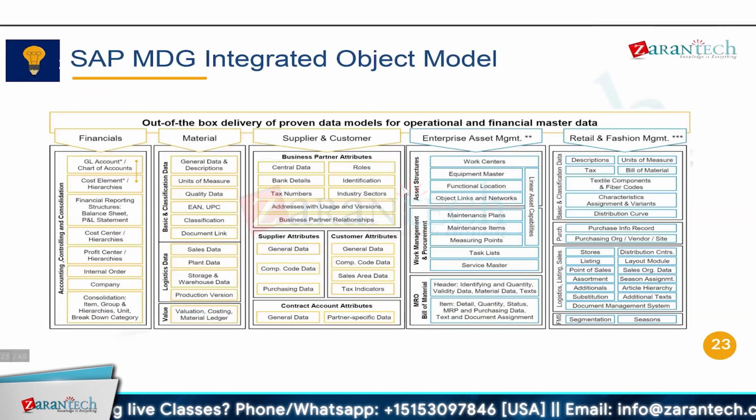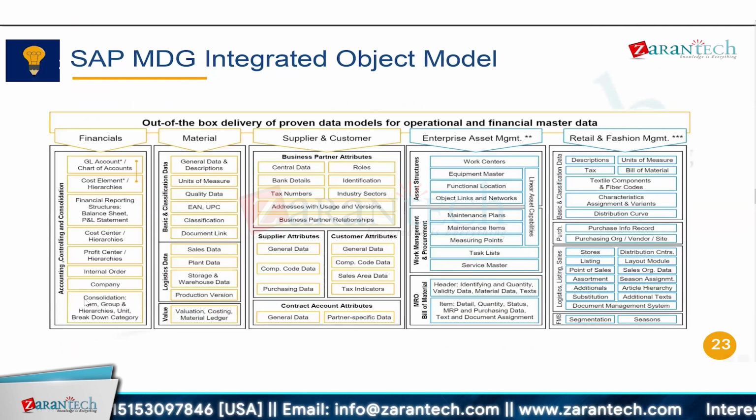Also, at a very high level, you can see the out-of-box objects like material master, supplier master, customer master, and business partner data. In finance, it covers cost center, GL accounts, cost elements and everything. Along with that, on the right-hand side, you can see EAM, enterprise asset management. This is in the plant maintenance module. So we have some master data like equipments, functional locations, bill of materials.